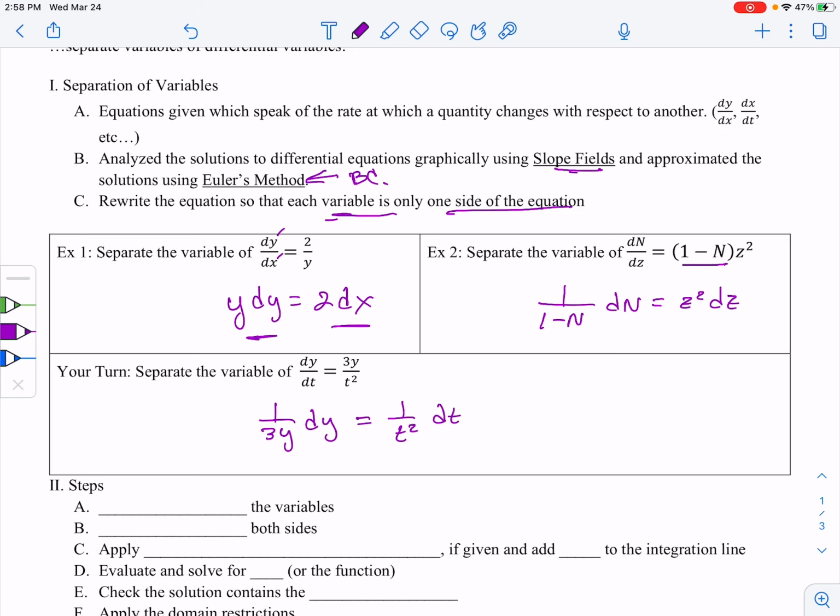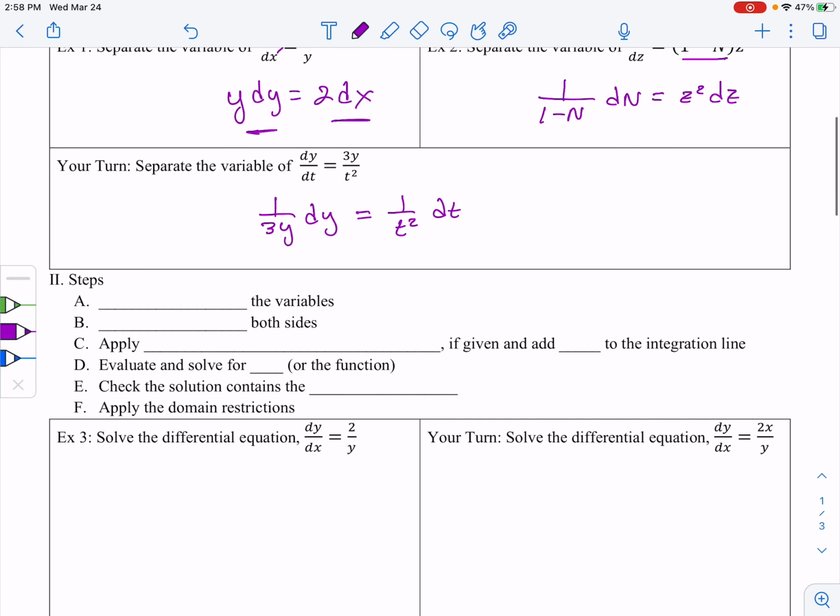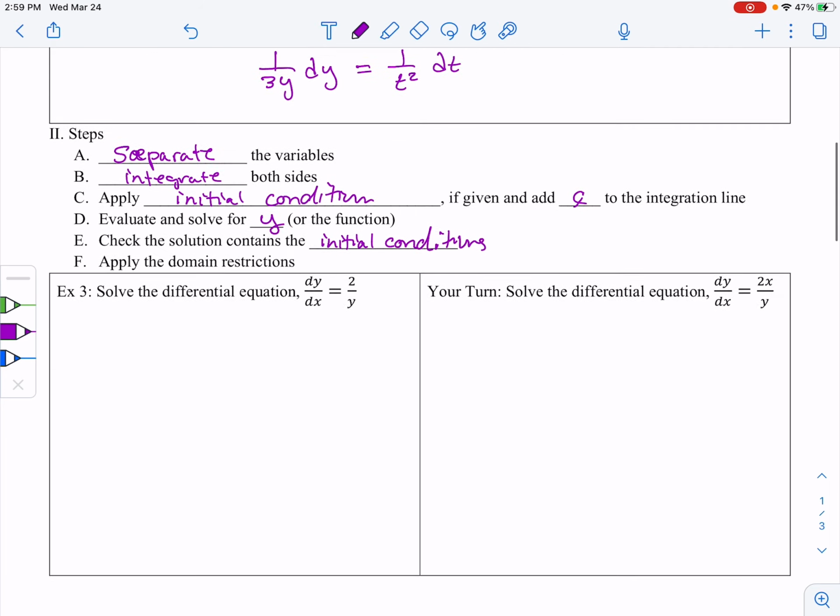Okay? So the goal today is you're going to separate your variables first. Then you want to integrate both sides. You're going to apply the initial conditions, if given, and add c to the integration line. Evaluate and solve for y, which is the function. Check the solution contains the initial conditions. And add domain restrictions if necessary.